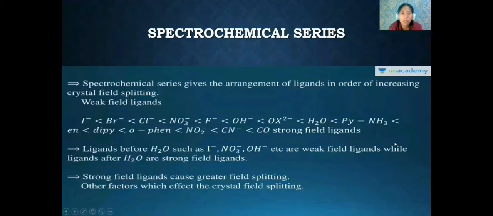Okay. So we have here a spectrochemical series. A spectrochemical series gives the arrangement of ligands in order of increasing crystal field splitting. So remember, if it has weak field ligands, the delta difference is smaller, or the splitting is small. While if you have strong field ligands, the delta difference is large, or the splitting is large.